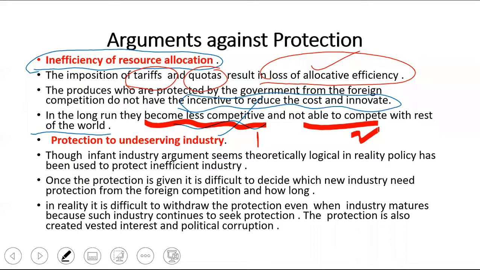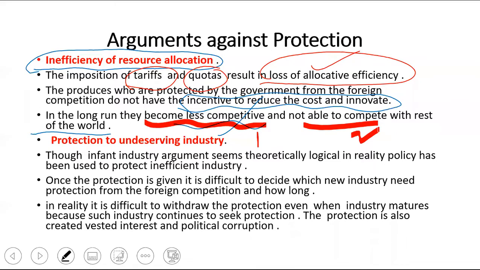But in the beginning, ma'am, it was not like that. Indian industry was overprotected. You take your own case. If you are overprotected, what will happen, children? Your efficiency will be reduced. Please remember. Your efficiency will be reduced if you are overprotected. Then protection to undeserving industry. This is another million dollar question.